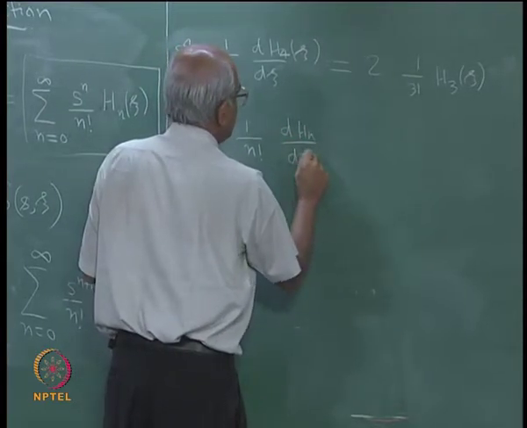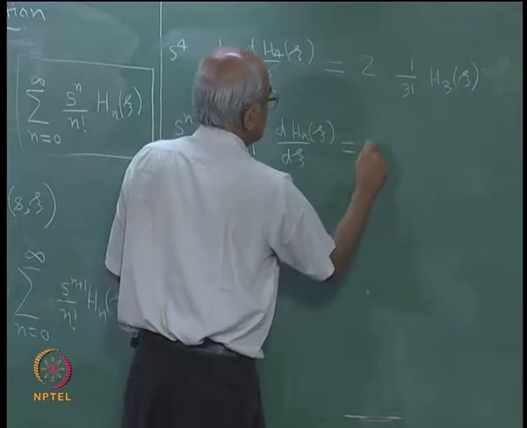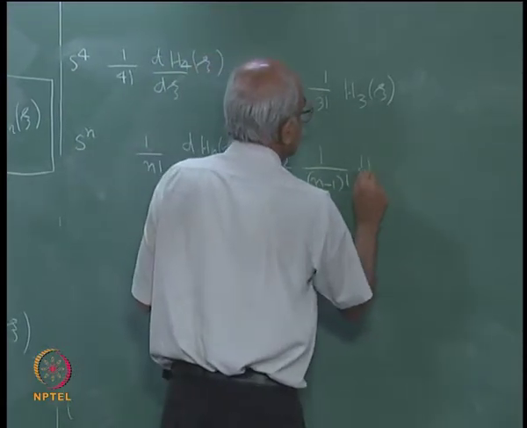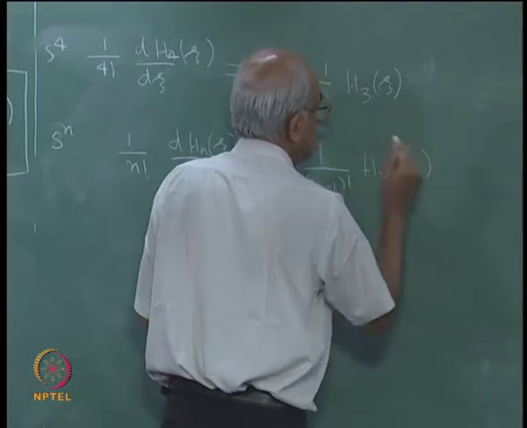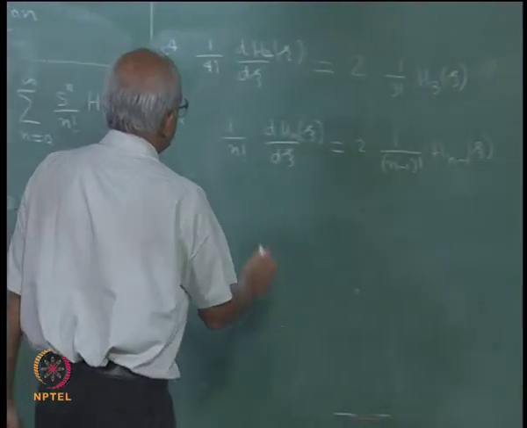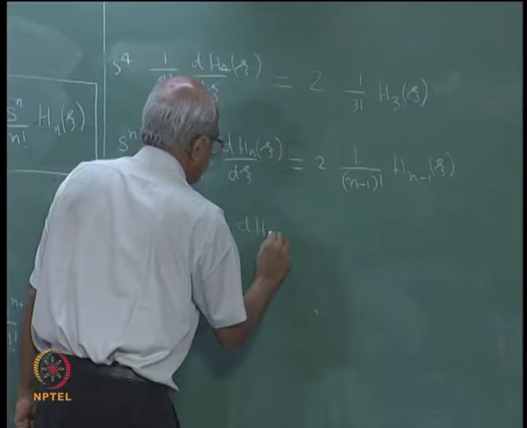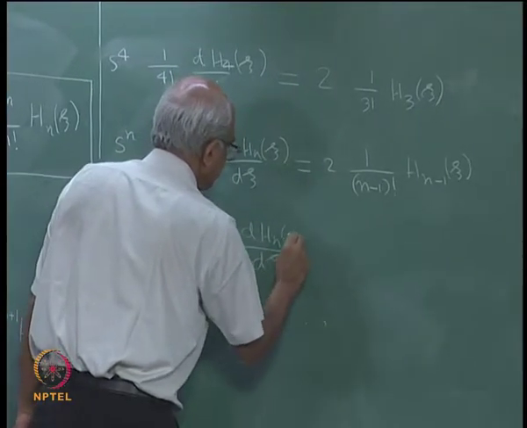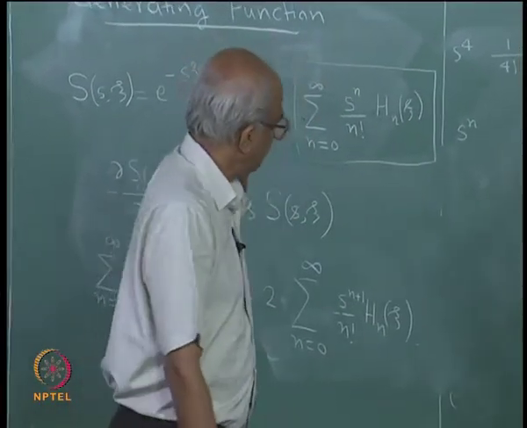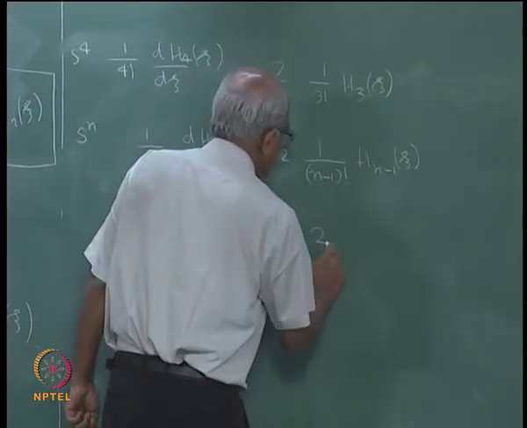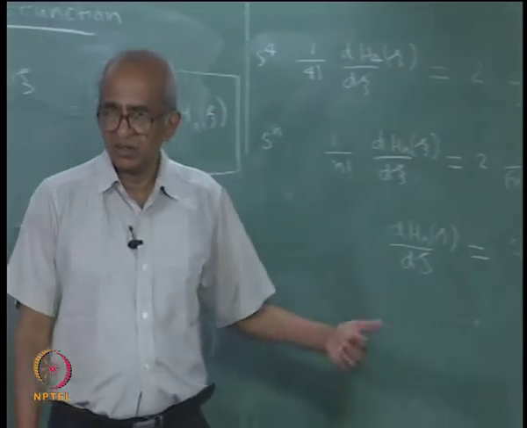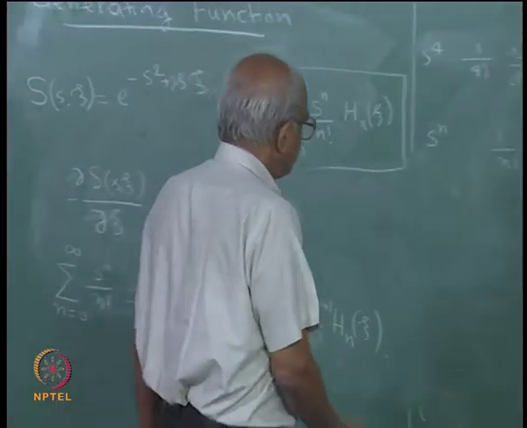dHn by dC is equal to 2 divided by n minus 1 factorial Hn minus 1 C. So therefore what this says is that these functions Hn are such that the first derivative of Hn is actually equal to 2n times Hn minus 1 C, correct. So I have proved this relationship.